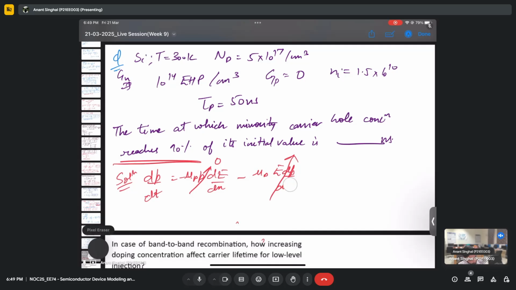Sorry, this is dx, not dt. Then the third term is Dp d2p over dx2. So there is no concentration gradient. This term will also be 0. The light is also stopped, minus rn, oh sorry, rp. So we are only left with these two terms, that is dp by dt and rp. So this is the special case 3. If you try to solve it, we have already solved it in the derivation.